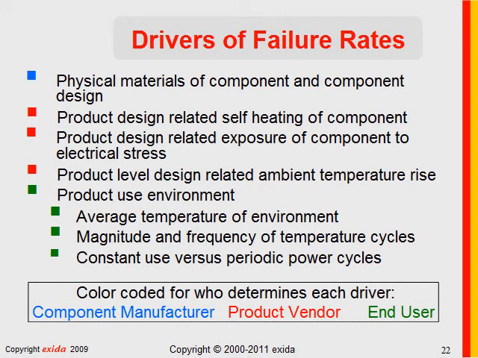Then, of course, failure rates are impacted by the way in which a product is used. What environment is it in? What average temperature? How many temperature cycles? How many power cycles? How much humidity, shock and vibration, and so forth? So obviously there are 3 major categories of variables: the component manufacturer, the product vendor, and the end user.